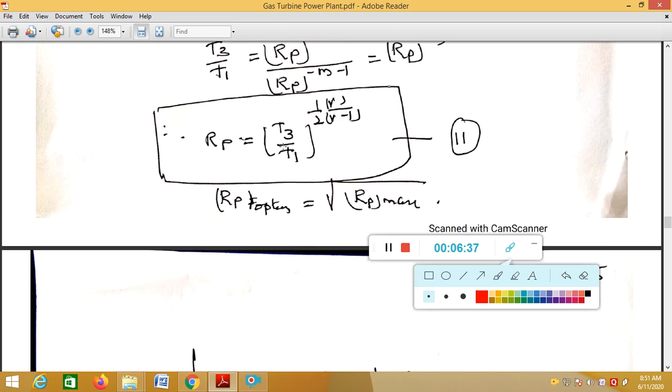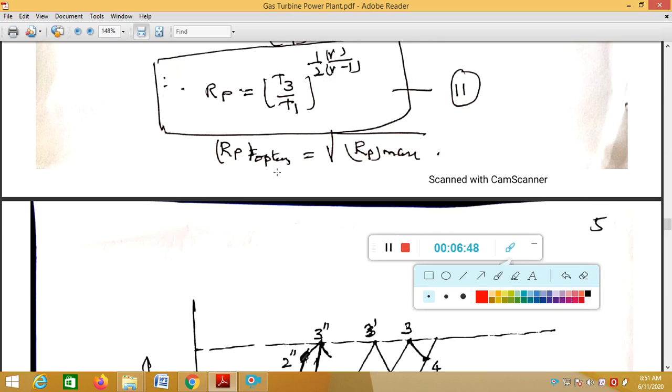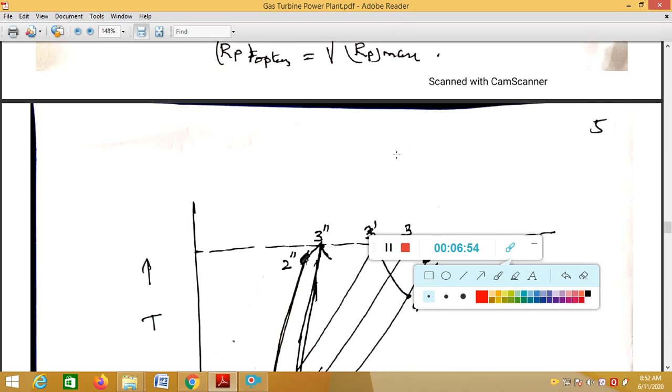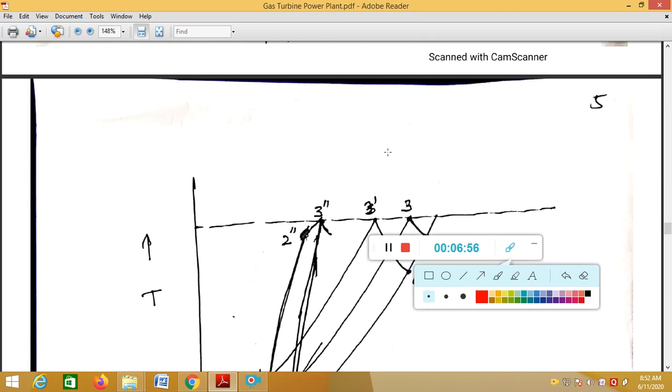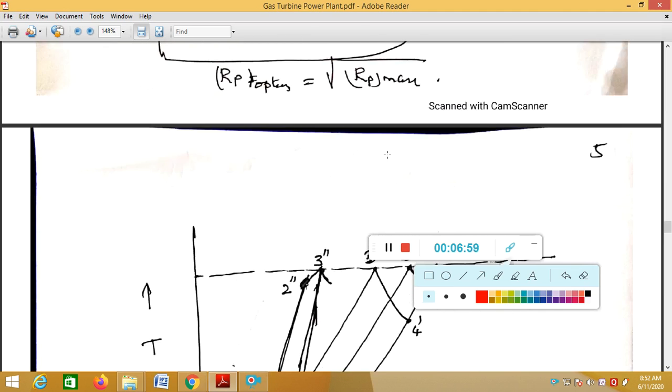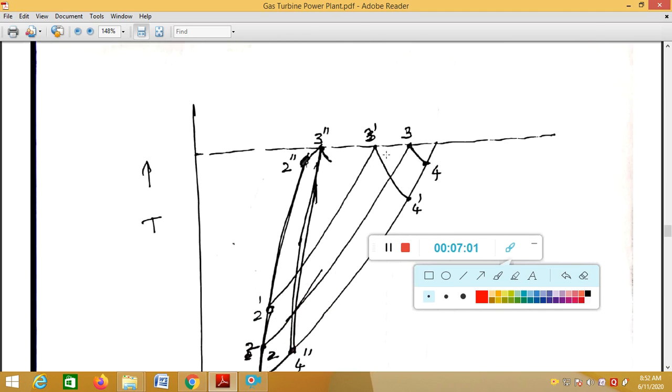We know that the maximum pressure ratio for a gas turbine cycle is given by (T3 by T1) raised to gamma by (gamma minus 1). So therefore, Rp optimum is equal to the root of Rp maximum. So this is all about the specific work output for the ideal gas turbine cycle.